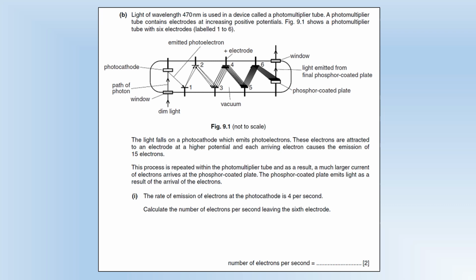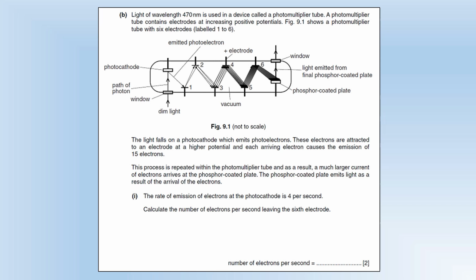Anyway, we've got a photomultiplier tube with 6 electrodes labelled 1 to 6. So light falls on a photocathode which emits photoelectrons using the photoelectric effect. These electrons are attracted to the electrode because it's a higher potential, so it's positively charged. And each electron causes the emission of 15 electrons, so the incoming electrons are actually causing ionization and emitting lots of electrons. Okay, so this process is repeated, which is why it's called a photomultiplier tube. You're increasing the number of the electrons, and the reason you're doing it is because if you produce a large enough number of electrons, that produces a detectable current at the other end.